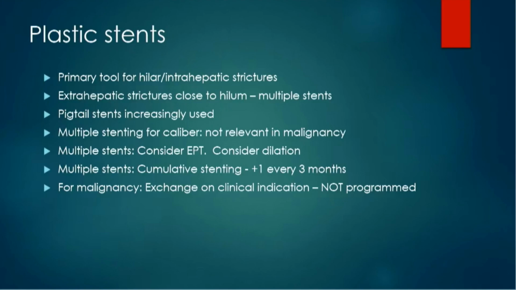Plastic stents are still our primary tool, I would say, for hilar and intrahepatic strictures, and also for some extrahepatic strictures very close to the hilum, where placement of metallic stents is a challenge. At least in our unit, we increasingly use pigtail stents. And for caliber, for fibrotic strictures, multiple stenting is for sure relevant. For malignancy, not so much. In those cases, we usually just place one.